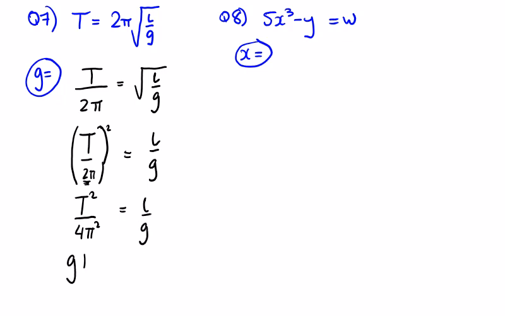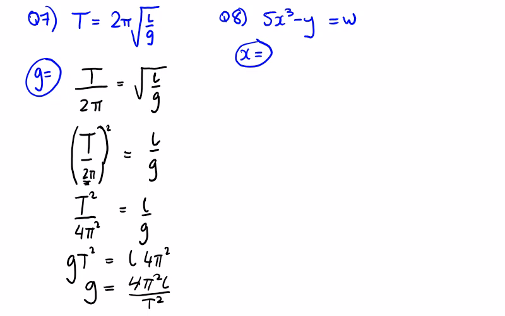So G times T squared is equal to L times 4 pi squared. We normally put the number before the letter. We'll do that now. And we want G on its own. So G is equal to 4 pi squared L over T squared. Hopefully you got that one right. A little bit longer than the other ones.